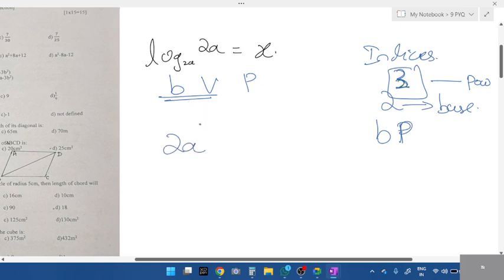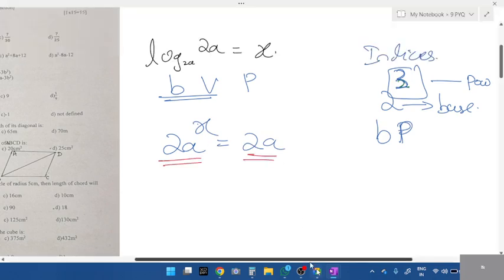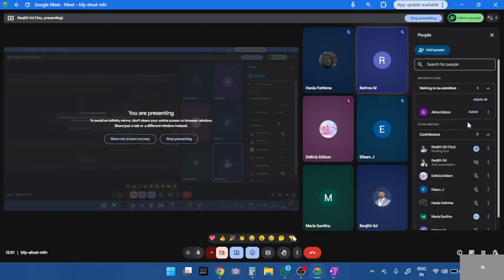2A to the power of, convert into indices. 2A. Very good. By x is equals to 1. Can you see the base is same? And there is equal to sign.